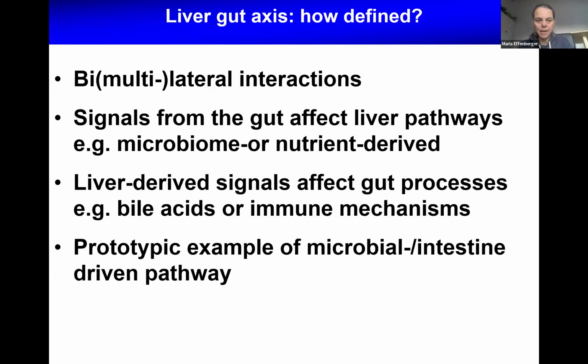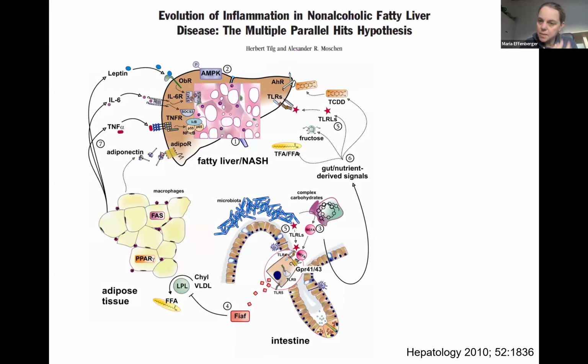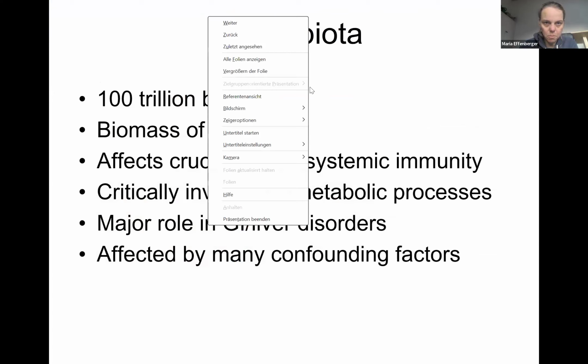A prototypic example for a microbial, intestine-driven pathway is nutrient-affected pathways. It really depends on how your microbiome looks, on what you are eating and what your diet is, and it's also affecting the liver, which I would like to explain later on: one of the main diseases worldwide, called metabolic dysfunction-associated liver disease, already affects 40% of all patients worldwide. So this is a kind of, can I go back?